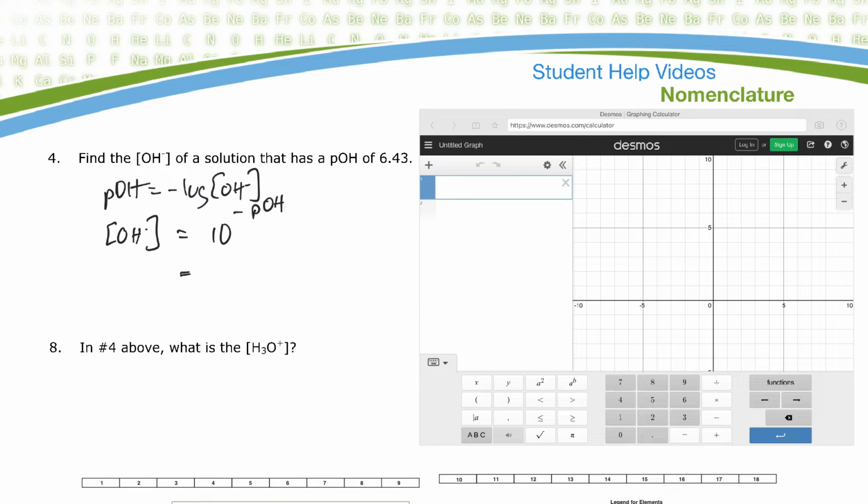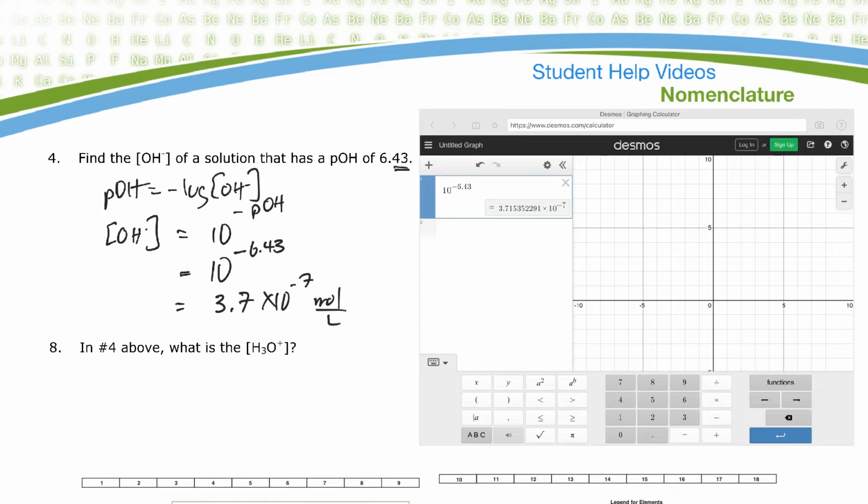That's the formula I'll do. So this would be 10 to the negative 6.43. So on my calculator, 10 to the negative 6.43. There we go. So the hydroxide ion concentration, 3 point... Now, there's 2 decimal places in the pOH, so I need 2 sig figs. So it'll be 3.7 times 10 to the minus 7. That'll be the concentration, moles per liter, of that solution.